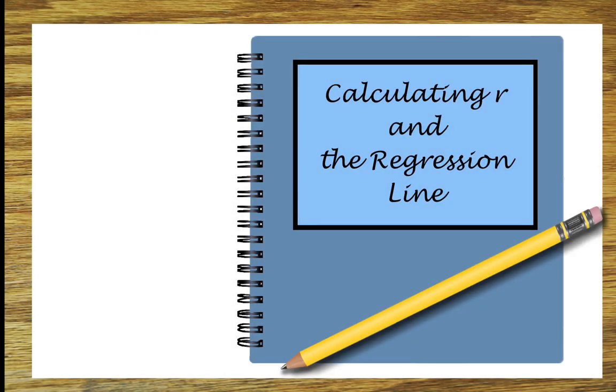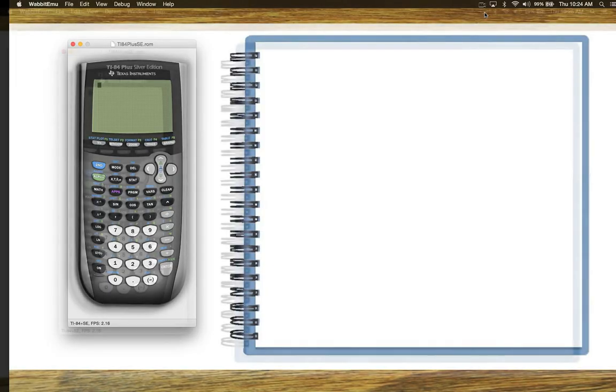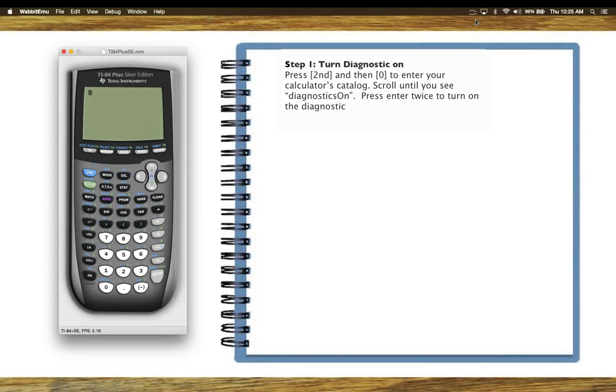We're finding the linear regression line and the correlation coefficient R. The easiest way to do that is, in order to get the calculation for R with the calculator, we have to turn the diagnostic feature on the calculator.